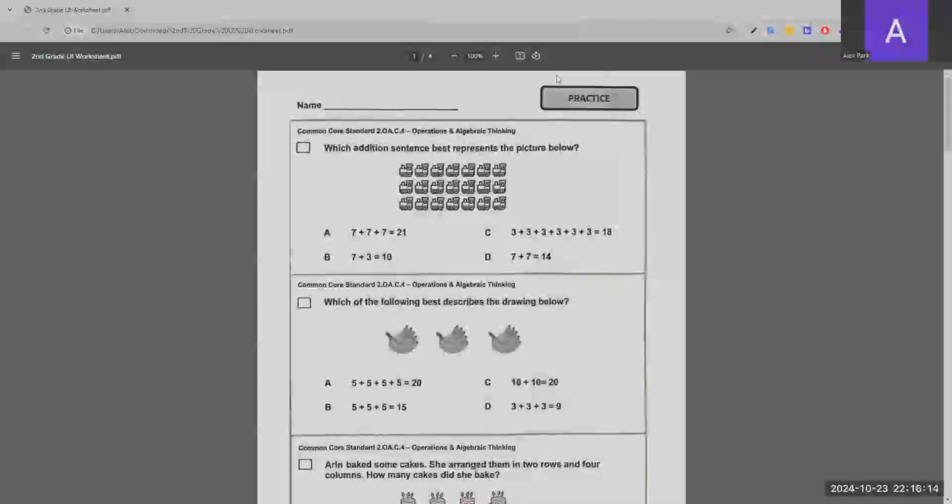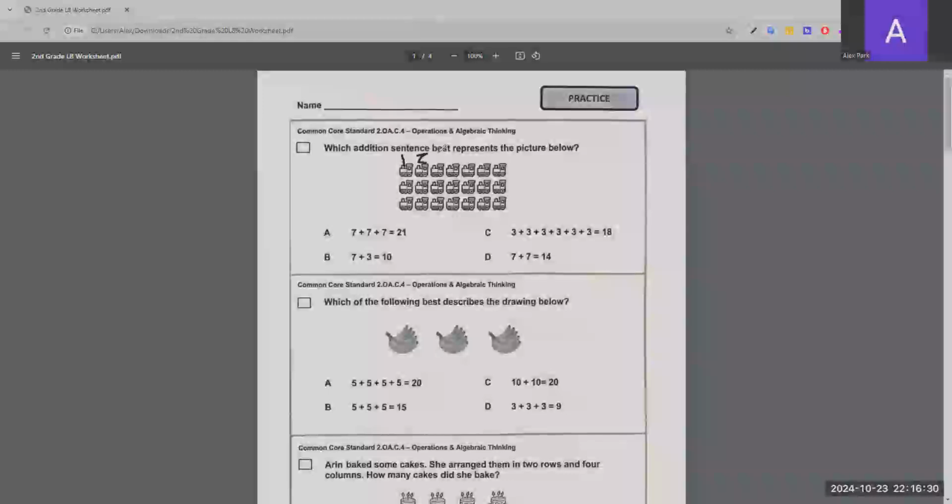Today we're going to do second grade lesson 8 worksheet. So number one, which addition sentence best represents the picture below? So we see a picture with 3 rows of a certain amount of trains. So let's find out how many trains are in each row.